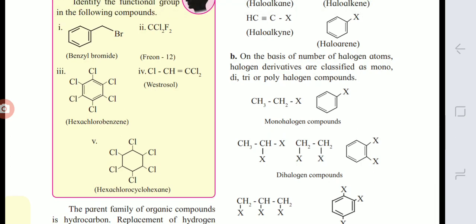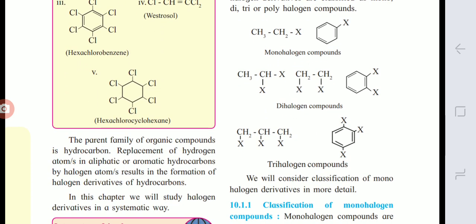Then in hexachlorocyclohexane, there are 6 chlorine atoms. What is the difference between hexachlorobenzene and hexachlorocyclohexane? Hexachlorobenzene, that is structure number 3, is aromatic in nature. There is an alternate single and double bond. While in case of hexachlorocyclohexane, there is no alternate single and double bond. It is non-aromatic in nature.